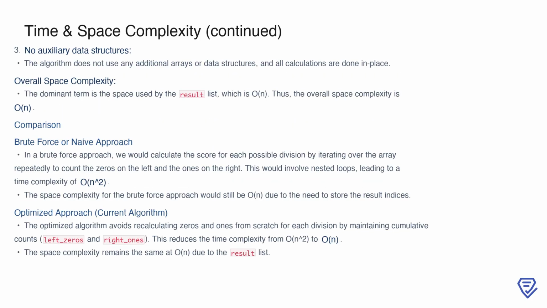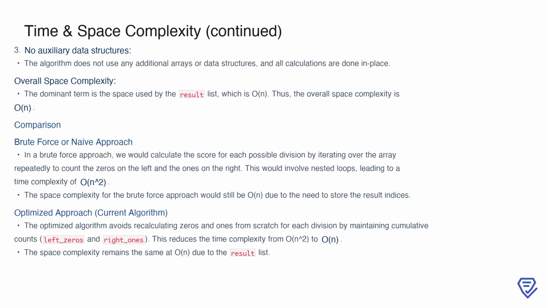Additionally, the algorithm does not rely on any auxiliary data structures apart from the result list. All calculations, such as updating cumulative counts and computing scores, are performed in place using the given variables. This means no extra arrays or significant memory allocations are required. As a result, the overall space complexity of the algorithm is determined by the result list, which is O(n).